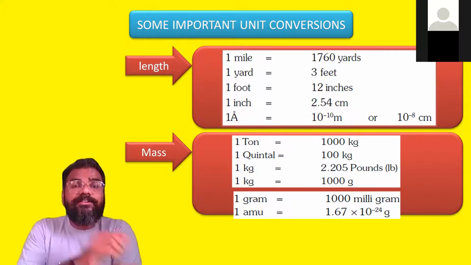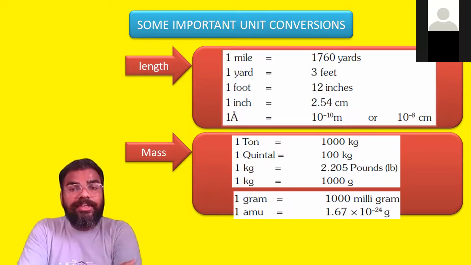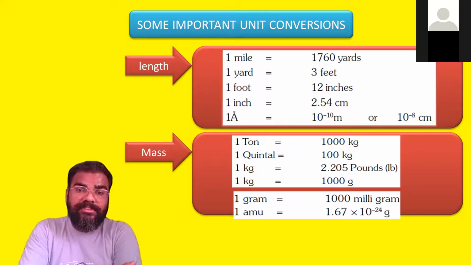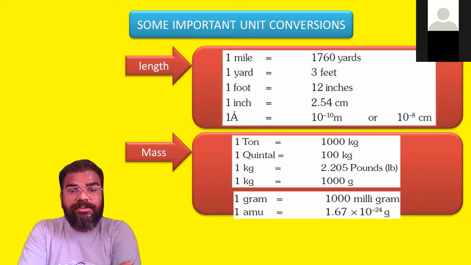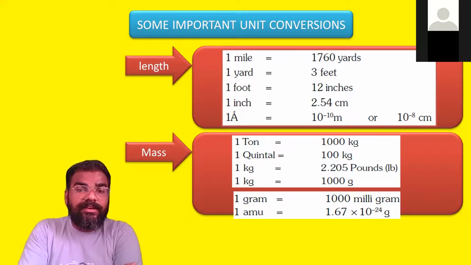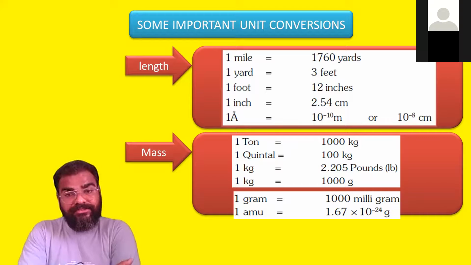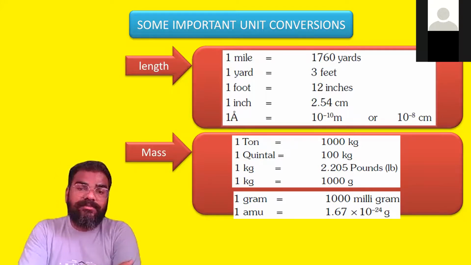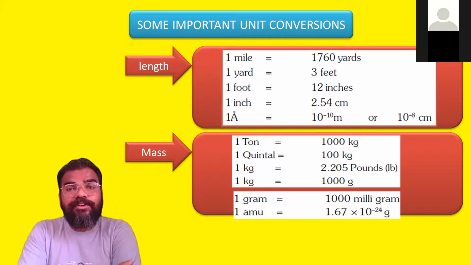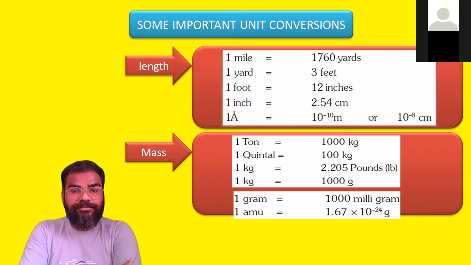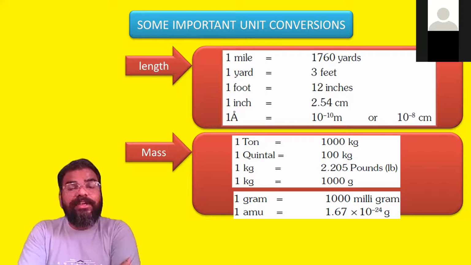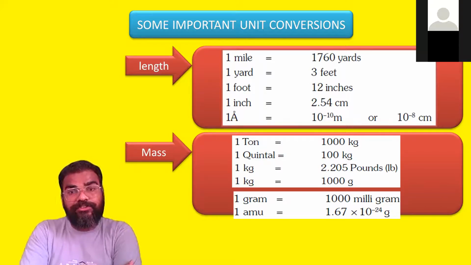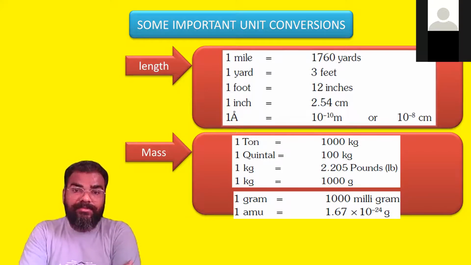So length: 1 mile is 1760 yards, 1760 yard. तो 1 यार्ड के लिए 3 फीट बोल सकते हैं, 1 यार्ड के लिए 3 फीट. 1 फुट के लिए 12 इंचेस, 1 फुट 12 इंच. 1 इंच के लिए 2.54 सेंटीमीटर, 2.54 सेंटीमीटर. 1 एंगस्ट्रॉम के लिए 10⁻¹⁰ मीटर या फिर 10⁻⁸ सेंटीमीटर बोल सकते हो. मीटर में बोले तो 10⁻¹⁰, सेंटीमीटर में बोले तो 10⁻⁸.